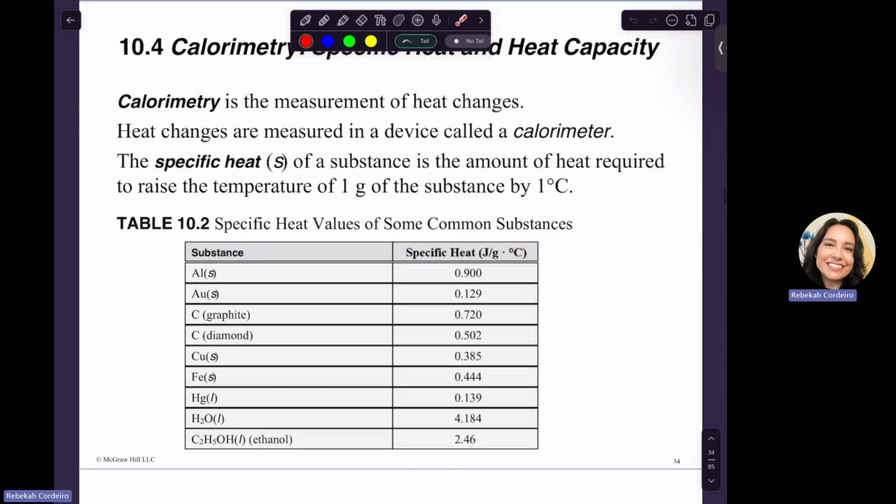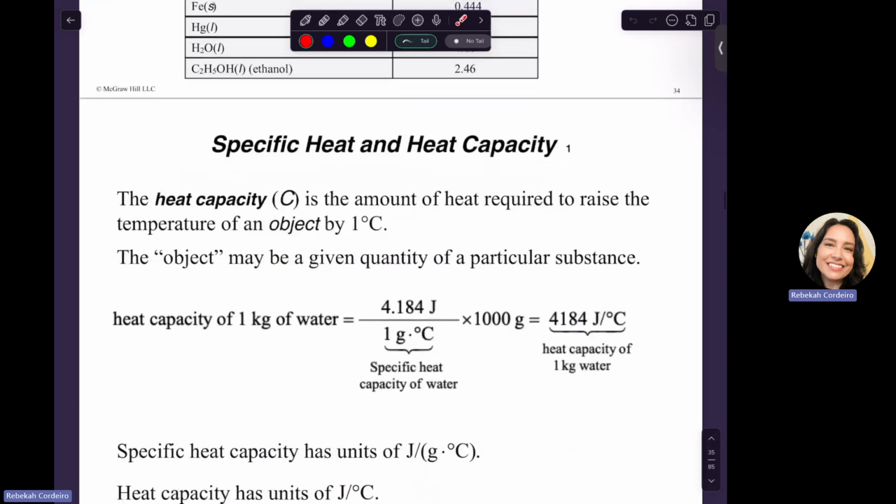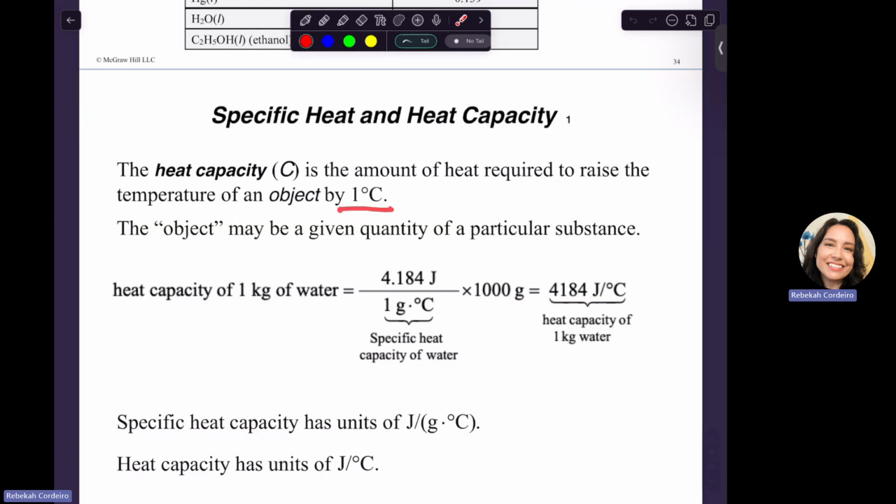Heat capacity. Specific heat and heat capacity are different. Specific heat talks about the amount of the substance, so specifically it has a gram in that definition. Heat capacity is just how much heat for a degree Celsius. It does not care about the amount. The object can be any given amount of a particular substance. So you'll just say the heat capacity of 1 kilogram of water. The specific heat talks about the gram, a specific amount. For heat capacity, you would just have to say, this is the heat capacity of 1 kilogram.